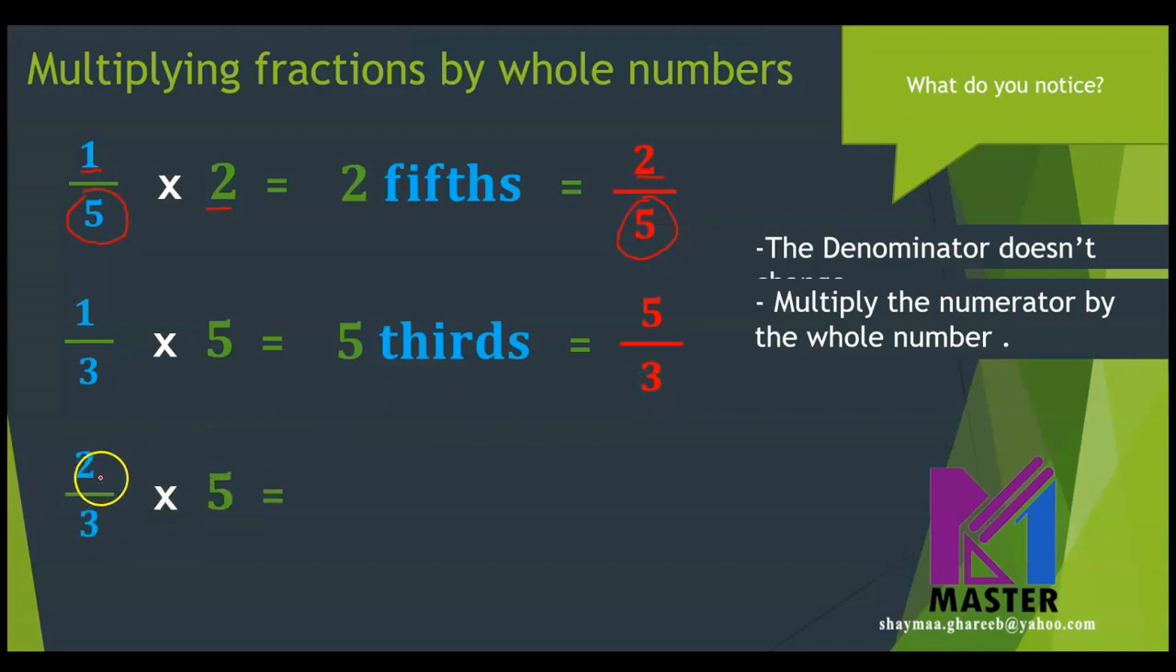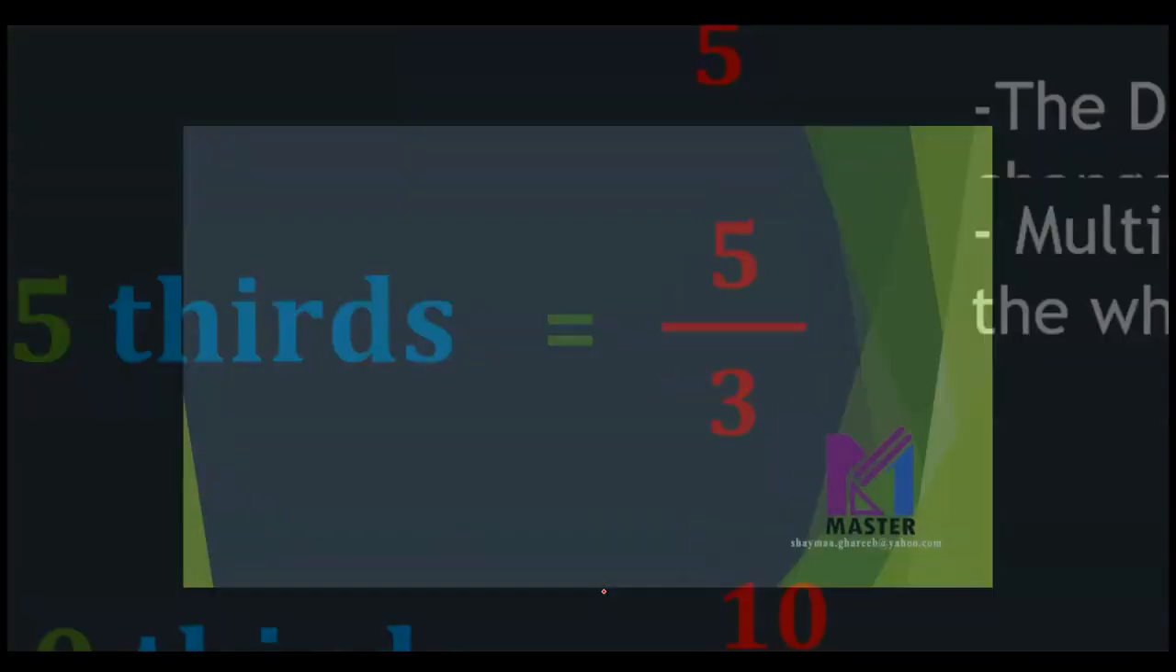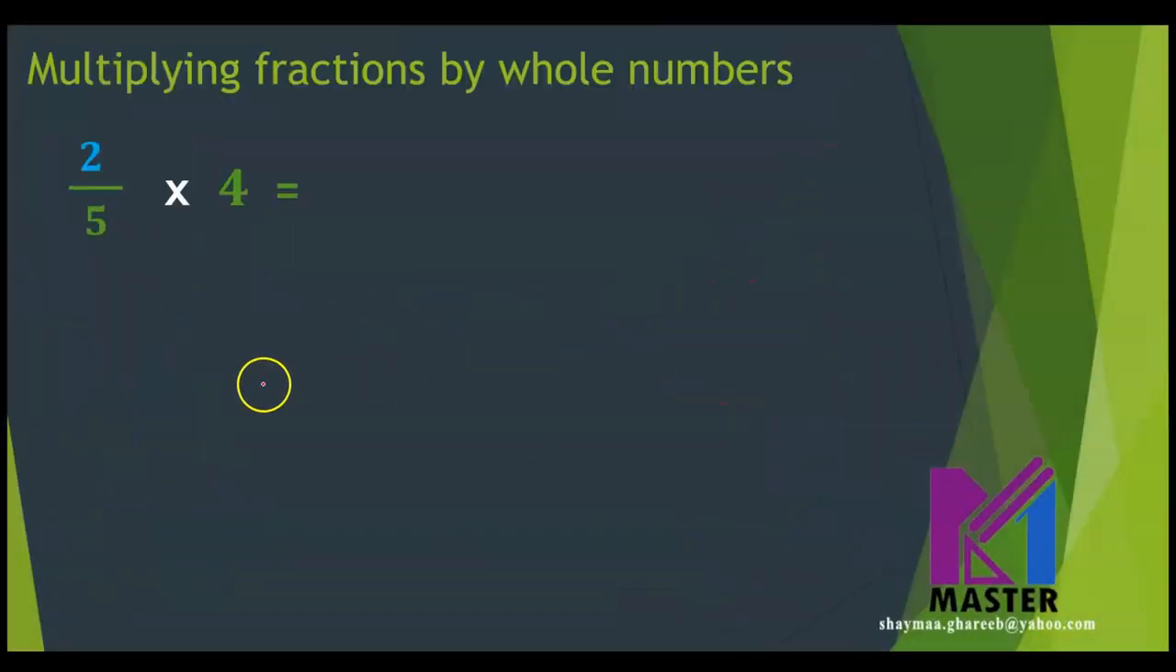Let's do this example. 2/3 times 5. What do you think when I multiply the whole number with the numerator? So 2 times 5 equals 10. So the answer will be 10/3, or 10 over 3. I keep the denominator as it is. Okay, is this clear?